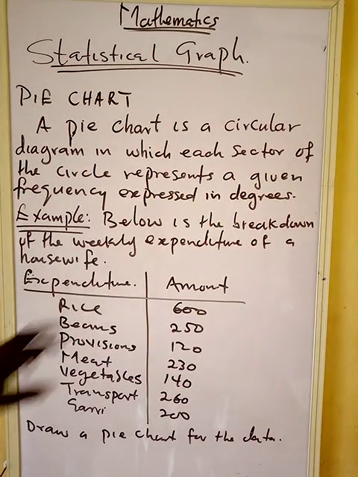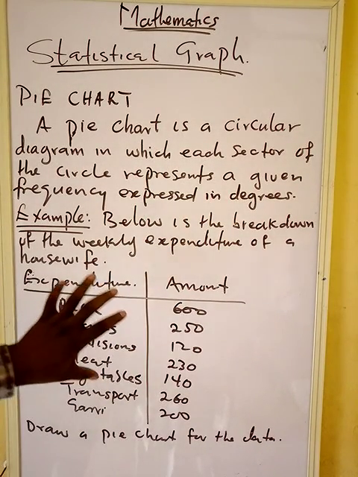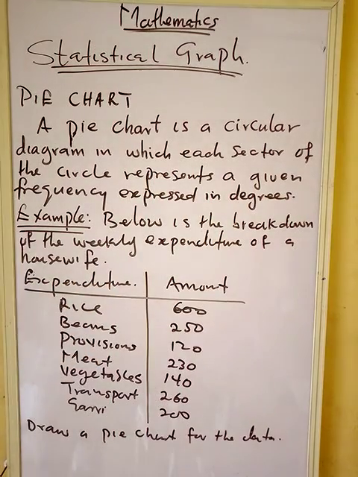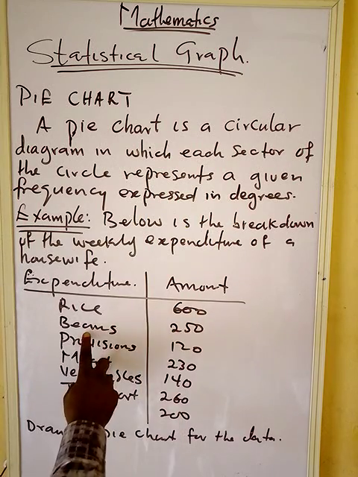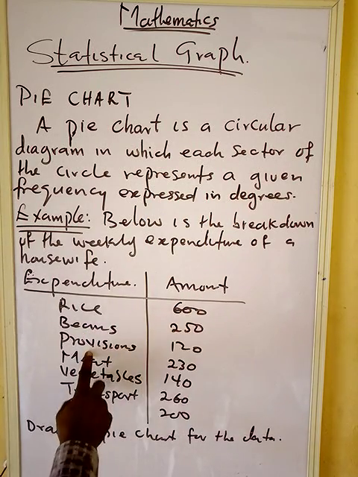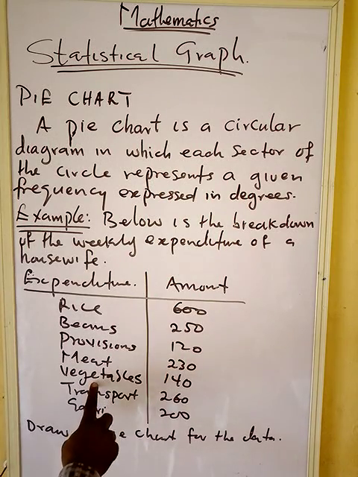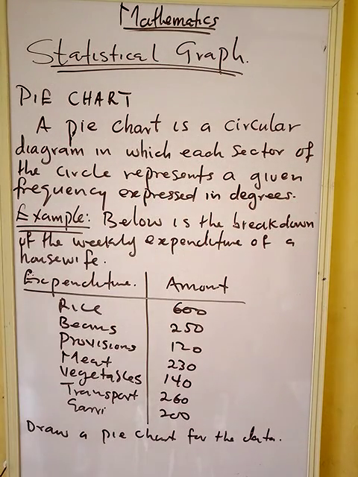This example below is the breakdown of a weekly expenditure of a household. A weekly expenditure of what? Household. Rice 600, beans 250, provisions 120, meat 220, vegetables 120, transport 260, garri 200. Draw a pie chart for the data. So that's what we want to do now.